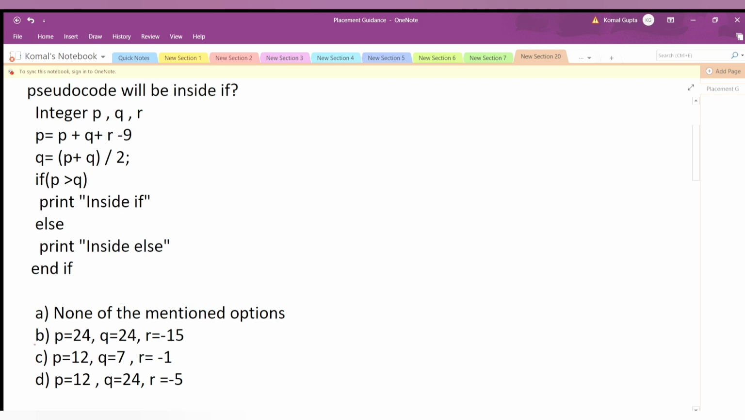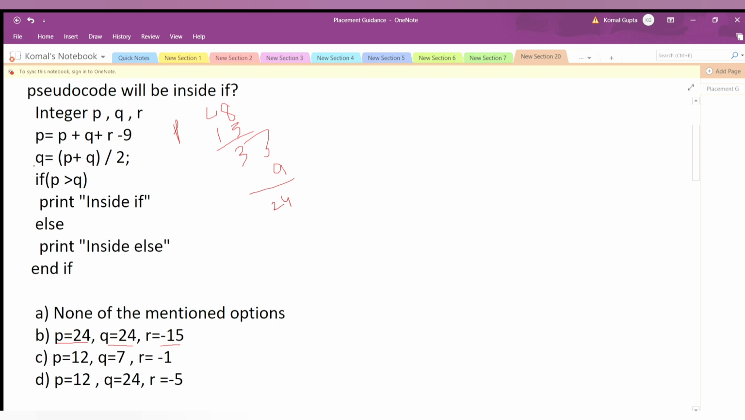First we will take this example. Suppose we take the value of P as 24, Q as 24 and R as 15. So what it is saying, first P is equal to P plus Q plus R. So P plus Q, that means 24 plus 24, that will be 48, and 48 minus 15, that will be 33, and from 33 it is subtracting 9. So the value of P will now become 24.